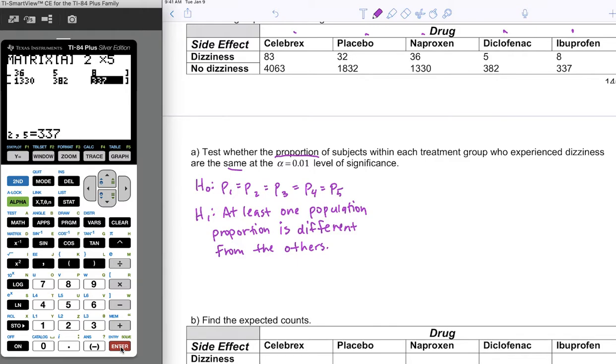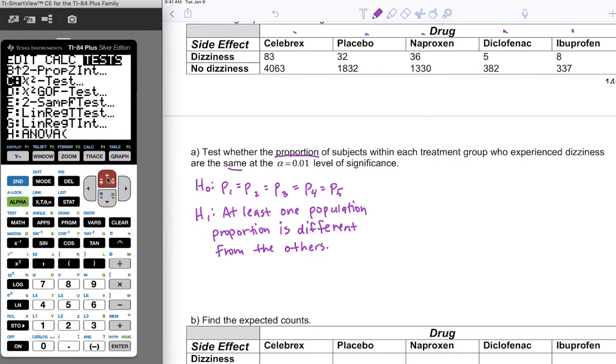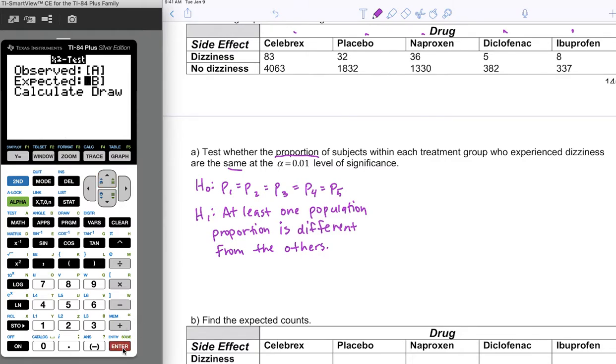Okay, and once you've entered the data from your contingency table into the matrix, you can do the chi-square test. It's the same test we did in the last example: stat, test. Go up to letter C, chi-square test. You never need to change these things; they can stay the same. Just go to calculate and press enter. And here we have a p-value. If we round that to 3 places, it's about 0.323.